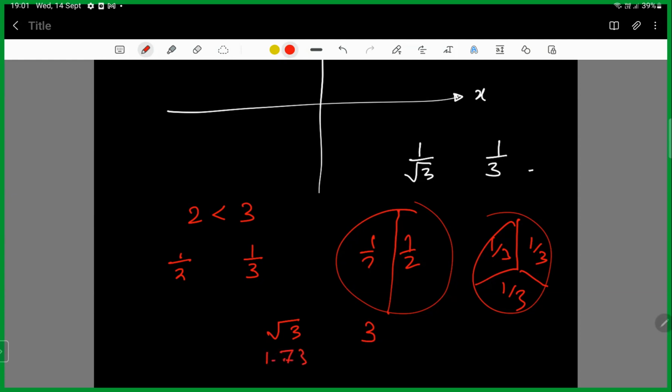It's obviously an irrational number. So 1 by root 3 and 1.73. Which one is greater now? 3, right? 3 is greater than this. Now if you take the reciprocal, which one will be greater? That means this one is greater now, 1 upon root 3. You understood or not?